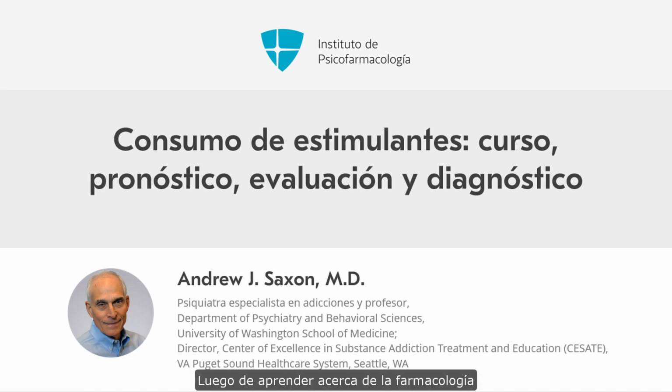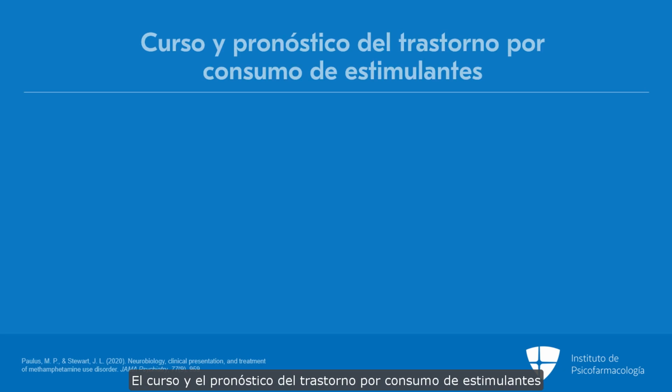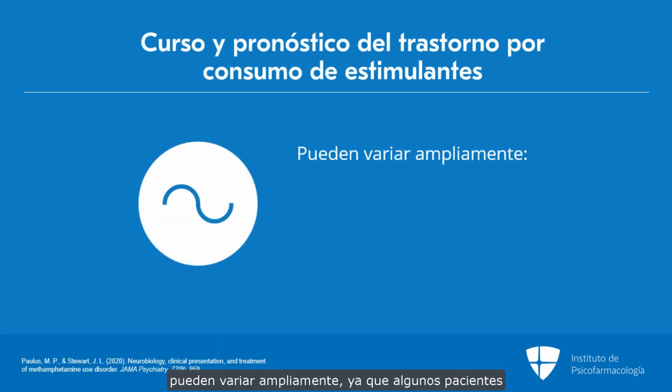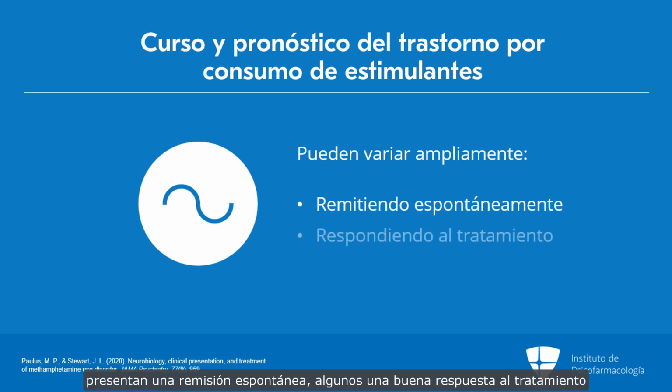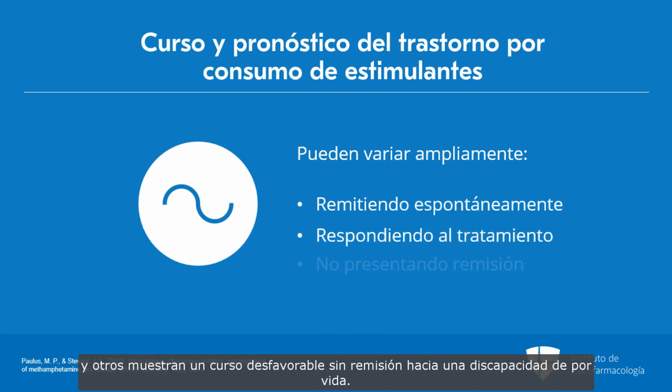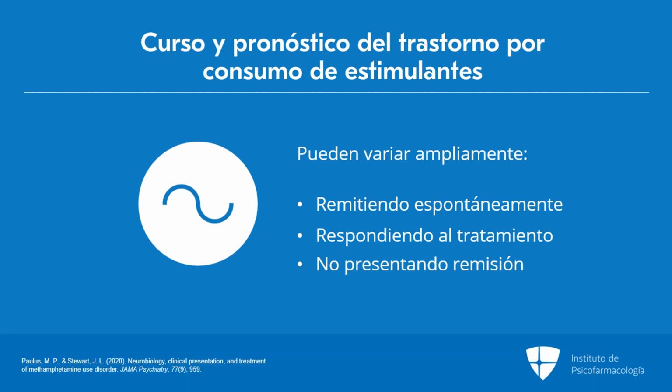Now that you understand some of the pharmacology and neurobiology of stimulants, we need to take a step back and talk clinically about how to assess and make a treatment plan when you have a patient with stimulant use disorder. The course and prognosis for stimulant disorder can vary widely, with some individuals spontaneously remitting, some having a good response to treatment, and others showing an unremitting downhill course into a lifetime of disability.